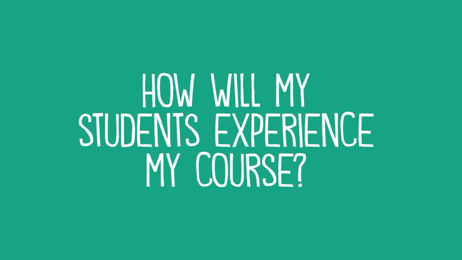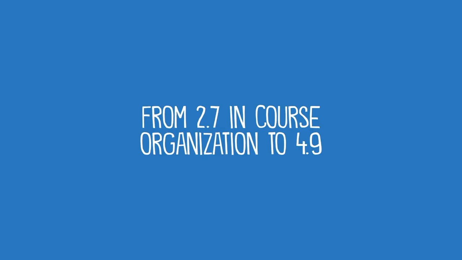So I began to implement these changes from UX design theory. And this is what happened. I went from a 2.7 in course organization to a 4.9. Now, in general, I still am scoring somewhere between a 4.7 and a 5.0 in course organization for all of my courses right now.